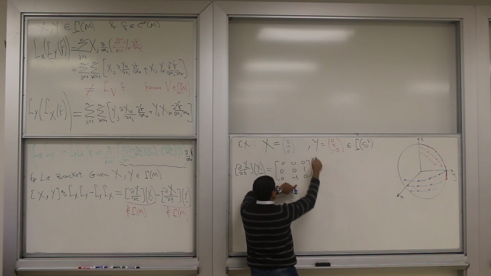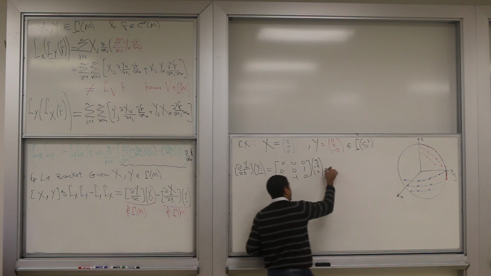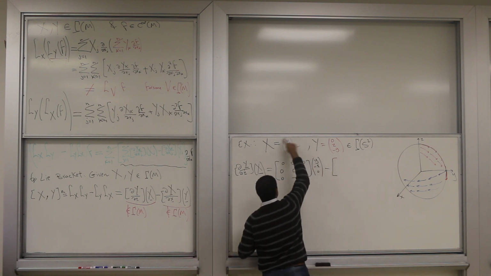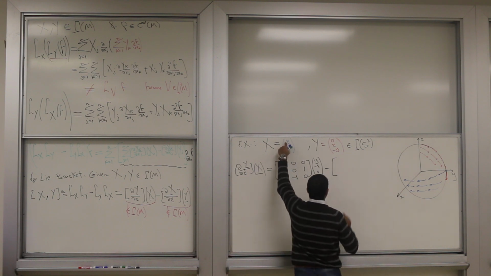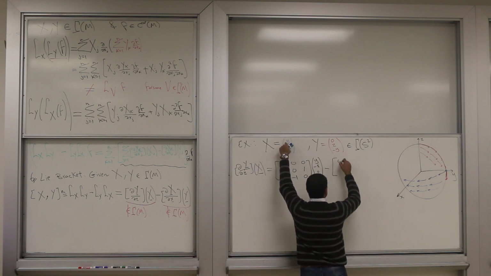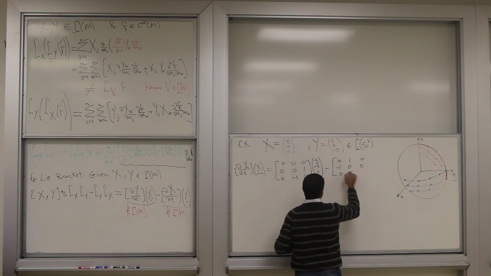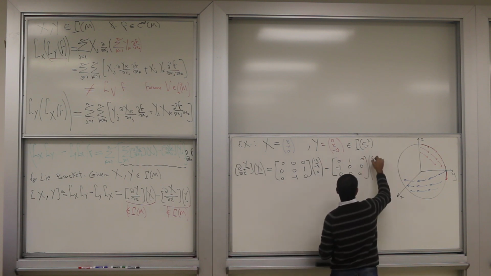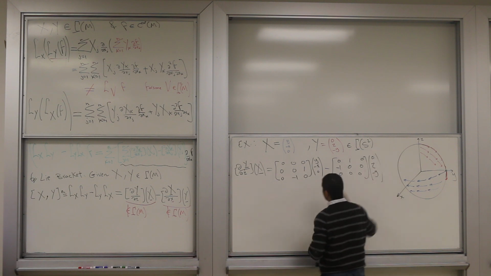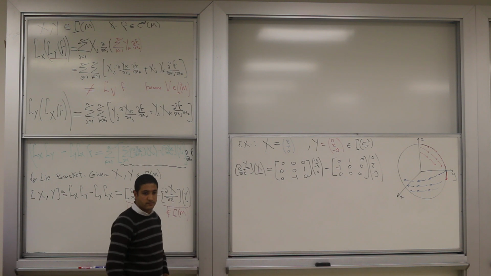Times the x component as is, y, negative x, 0. Minus the other way around. So consider this blue guy, and differentiate each component with respect to all the coordinates. This y with respect to x, y, and z is 0, 1, and 0. This negative x with respect to x, y, and z is negative 1, 0, and 0, and all zeros. Then multiply it with y, the other vector: 0, z, and negative 1. Any question about that? See, it's pretty straightforward, nothing fancy at all.